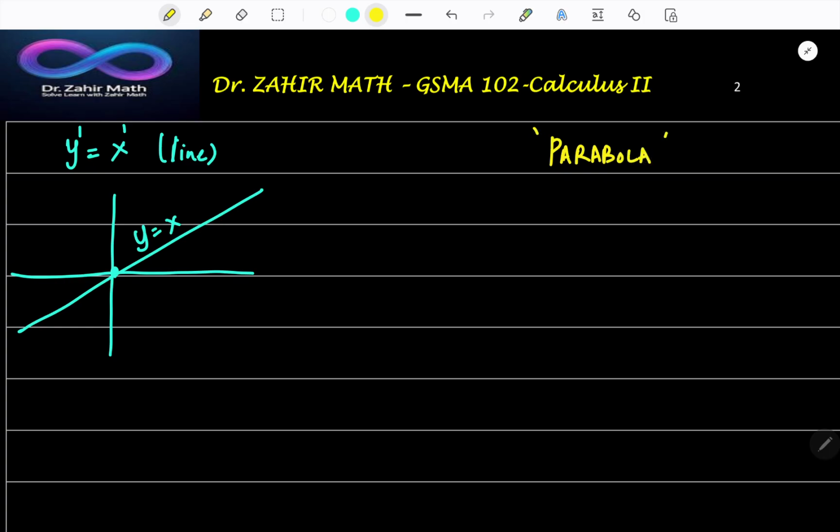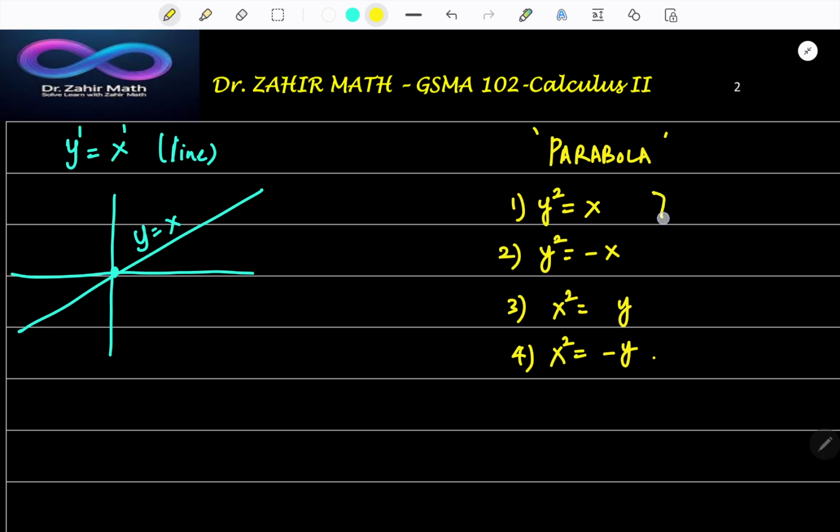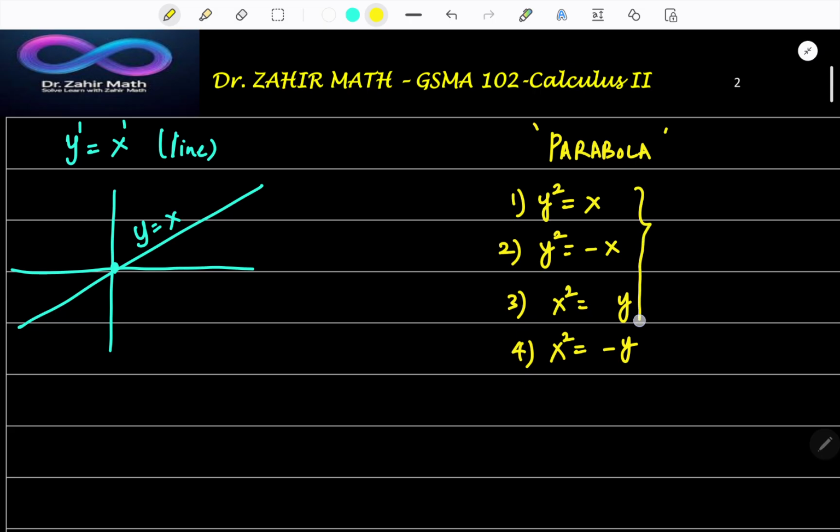Okay, let's go to the second curve, which is the parabola, right? There are 4 types of parabola you are going to study. Number 1 is y square equals x. Number 2 is y square equals negative x. Number 3 is x square equals y. And number 4 is x square equals minus y. These 4 parabolas are very important. Every time they will ask you in the exam. So keep in your mind, remember these equations.